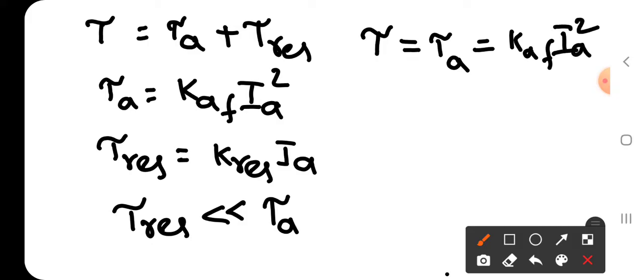K_F into I_A squared. So let this be equation number 1. Tau is equal to tau_A is equal to K_F into I_A squared. This is equation number 1.